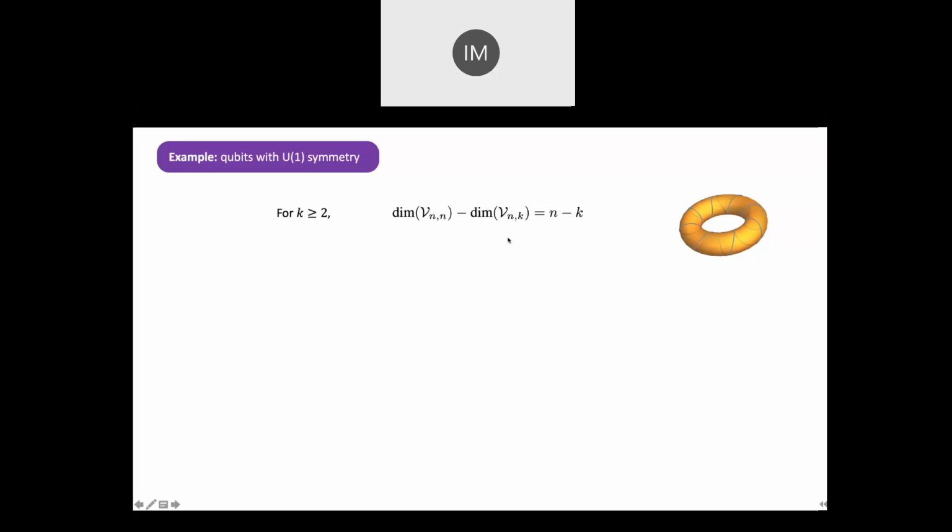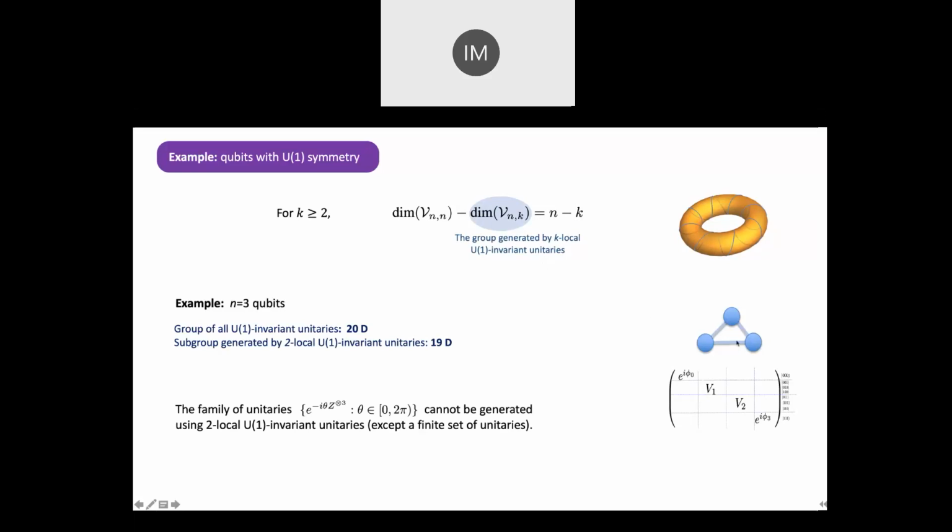This is the group generated by k local U1 invariant unitaries. So in that simplest example that we discussed at the beginning, n equal to 3 qubits, the group of all U1 invariant unitaries turns out to be 20 dimensional, and the subgroup generated by 2 local U1 invariant unitaries is 19 dimensional. So in particular, you can show that this family of unitaries generated by Hamiltonian Z tensor 3 cannot be generated using two local U1 invariant unitaries, except a finite set of points in this family. For example, theta equal to 0 is identity, and obviously I can do it, but not generic values of theta.